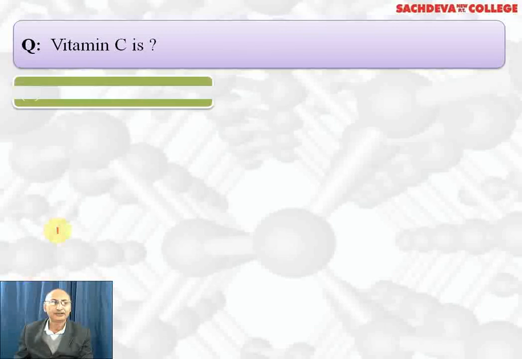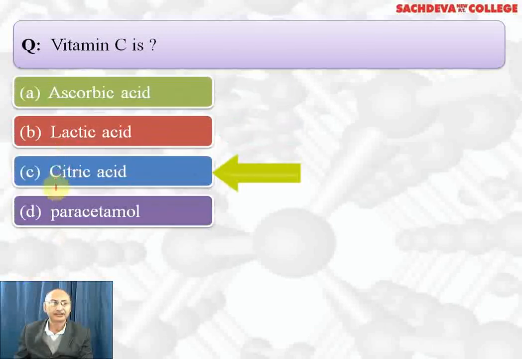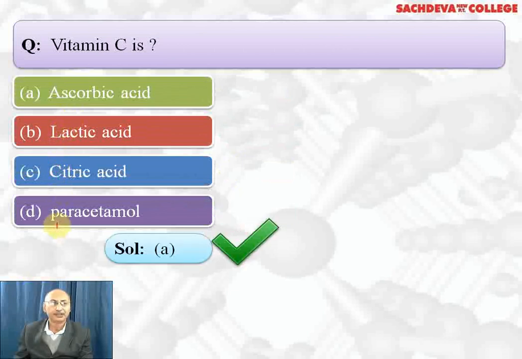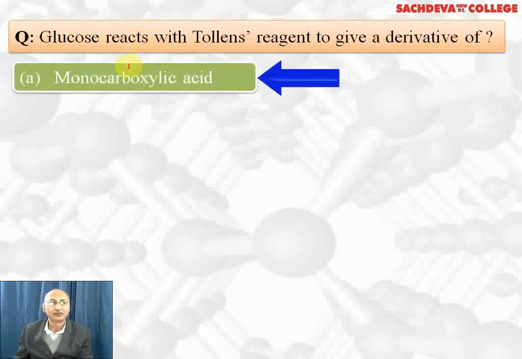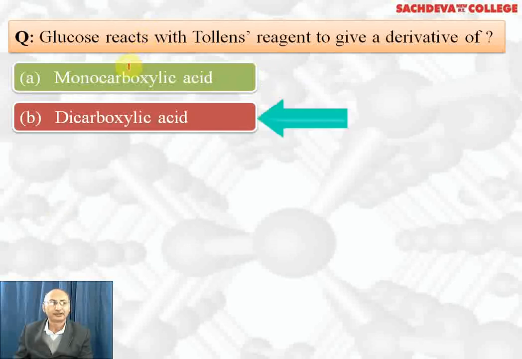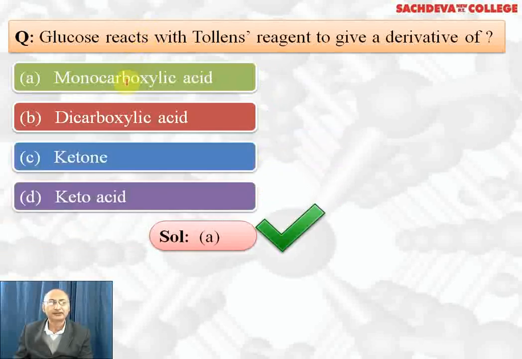Next question, vitamin C is ascorbic acid, lactic acid, citric acid, or paracetamol. Correct answer is ascorbic acid. A part is the correct answer. Glucose reacts with Tollens reagent to give a derivative of monocarboxylic acid, dicarboxylic acid, ketone, or ketoacid. A part is the correct answer.